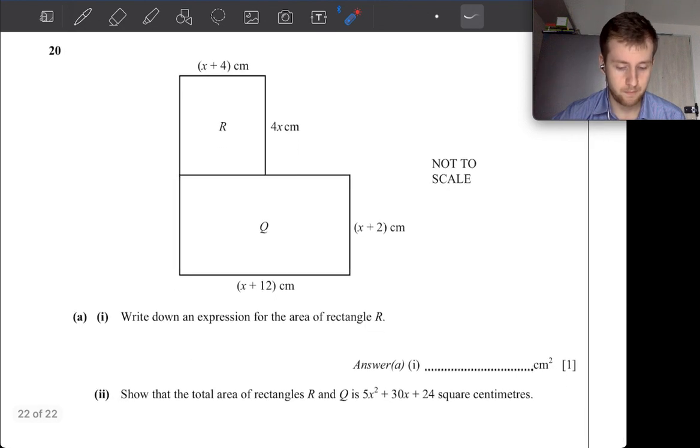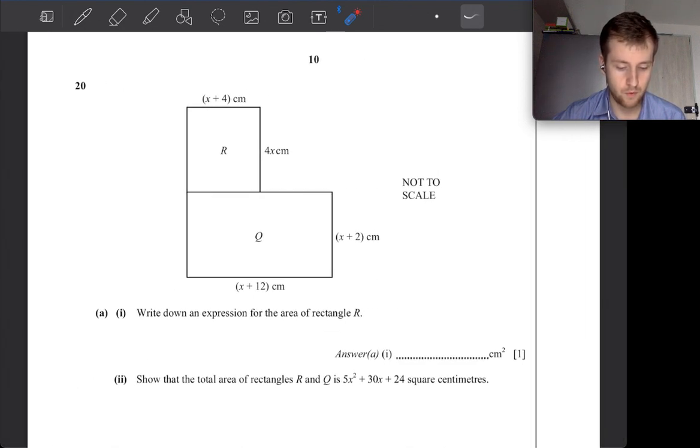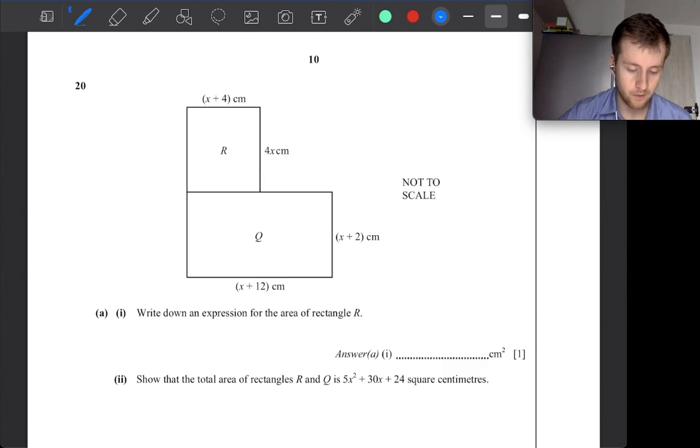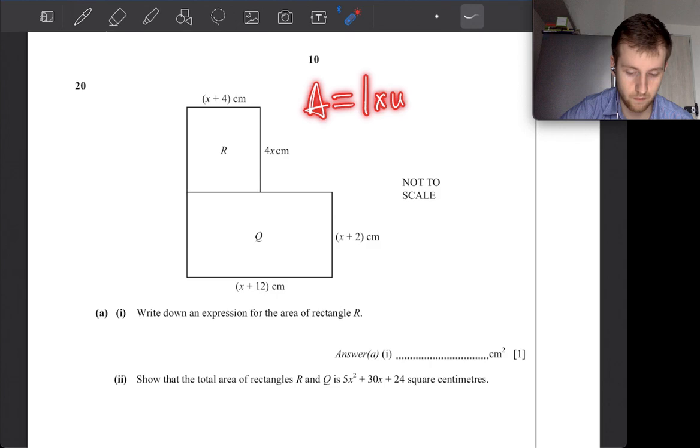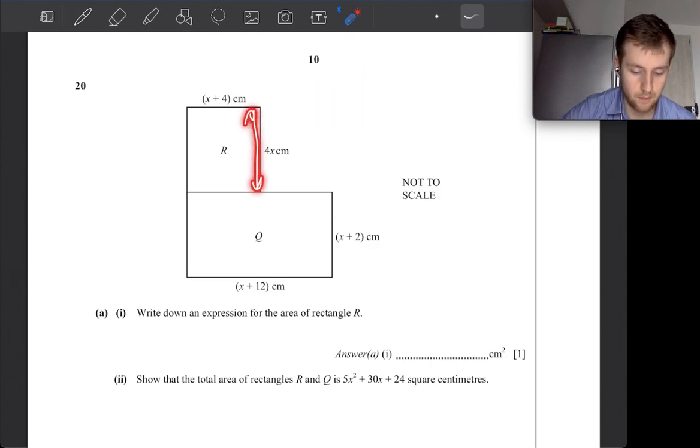Here we have two rectangles, R and Q, and we have to figure out some questions. Okay, so first of all, write down the expression for the area of rectangle R. Remember, the area of a rectangle is, the formula is very simple, equal to length times width. In this case, this is our length, and this is our width.